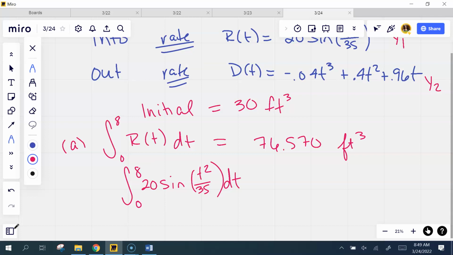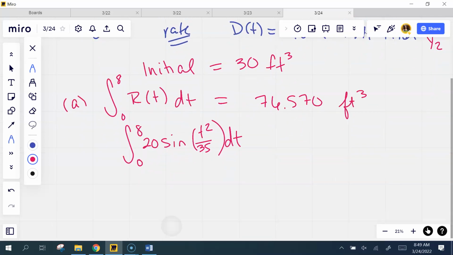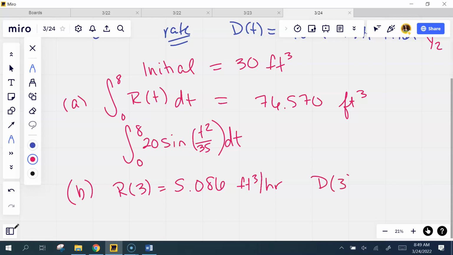All right, part B. That was good to think about though. Is the amount of water in the pipe increasing or decreasing at time t equals 3? Give a reason for your answer. What y'all say? Why? You have to give a reason. You found R of 3. I did the same. R of 3 was 5.086 cubic feet per, is it minute or hour? Hour. And D of 3, I got 6 point.